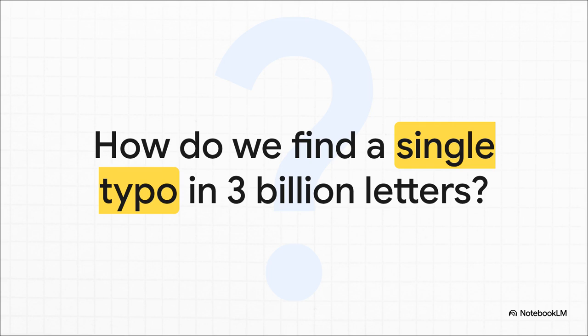To really get your head around the scale of this, just imagine this for a second. You have to find one tiny typo in a book that has 3 billion letters. That's what we're up against when we hunt for genetic variants. And it's not just about finding a needle in a haystack, it's about being 100% sure that what you found is actually a needle and not just a weird-looking piece of hay. So, how on earth do we do that?